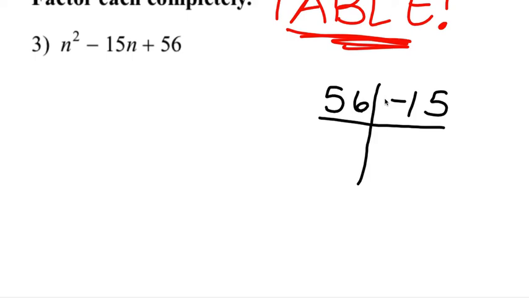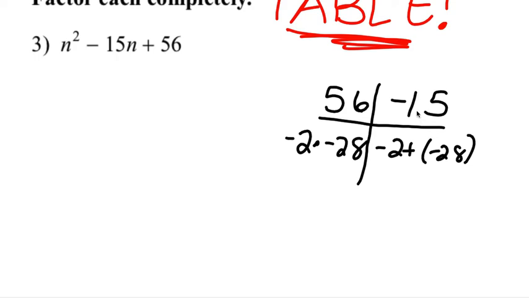Like 2 and, what is it, 28? Yeah, 2 and 28. Since the middle number is negative, both of our terms have to be negative. So negative 2 times negative 28. Well, negative 2 times negative 28 is 56, but what happens when we add these together? Negative 2 plus negative 28. Well, we don't get negative 15, so that one is out.